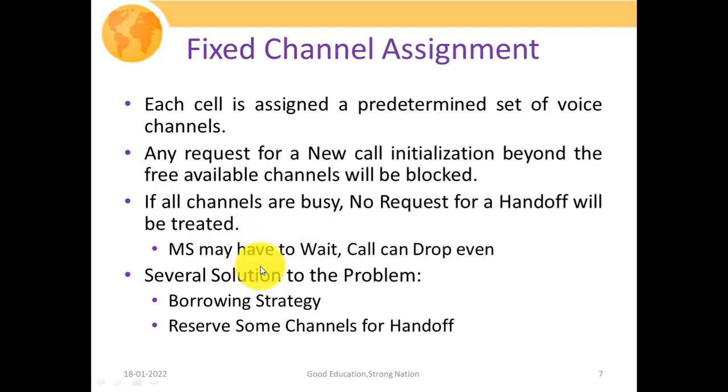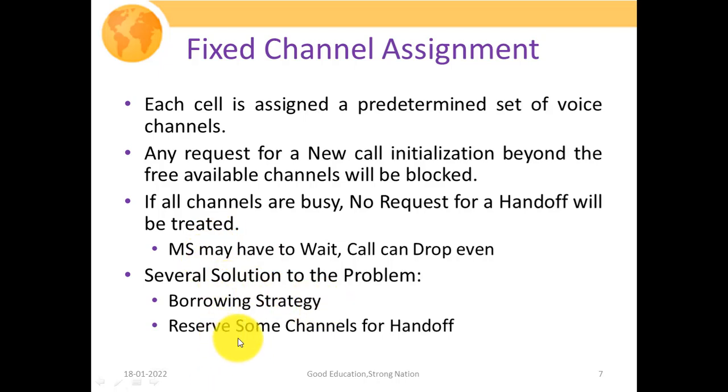So several solutions have been presented for this particular problem. Number one is the borrowing strategy, which says that if a particular base station has certain handoff requests, then either it must give the frequencies that are available to it, and if they are not available, then it will request certain channels from its neighboring base station which has free frequency bands. So this is basically called your borrowing strategy.